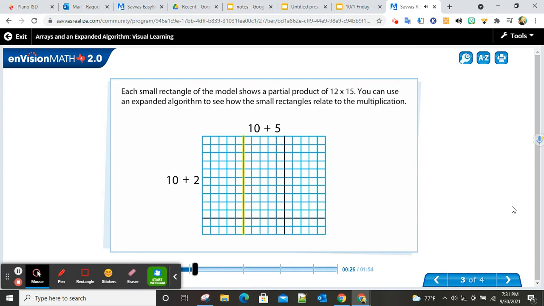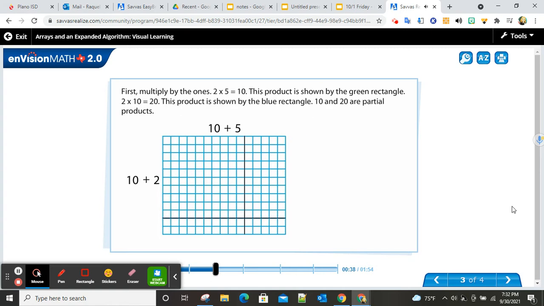Each small rectangle of the model shows a partial product of 12 times 15. You can use an expanded algorithm to see how the small rectangles relate to the multiplication. First, multiply by the ones. 2 times 5 equals 10. This product is shown by the green rectangle. 2 times 10 equals 20. This product is shown by the blue rectangle. 10 and 20 are partial products.